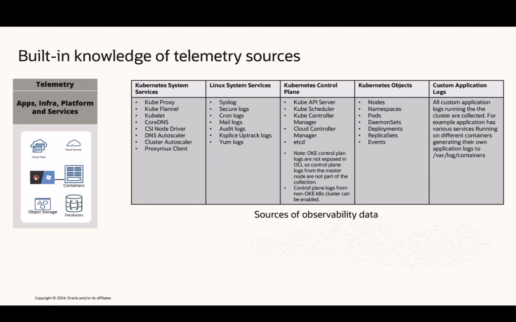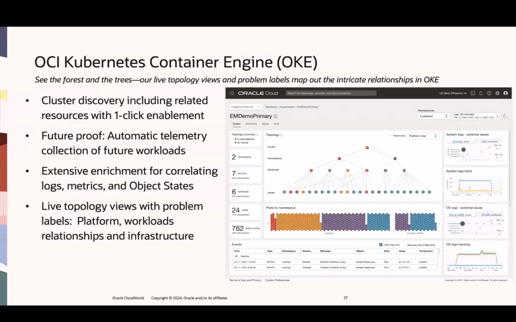Now, what does it look like when you enable the Kubernetes monitoring solution by discovering your OKE clusters or AWS clusters, and the enablement is one click. We take care of all the policies. We take care of all the setup and deployment of the Helm charts. And as I was saying, it's future proof. And there is extensive enrichment and live topology view.